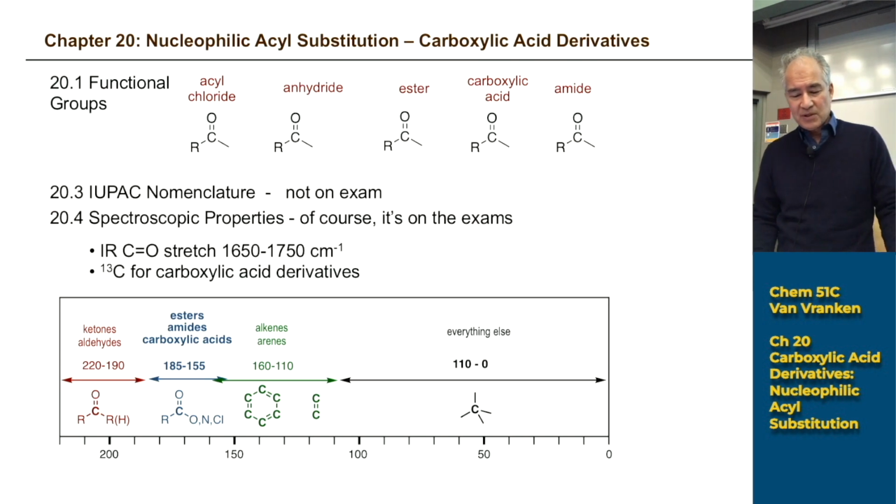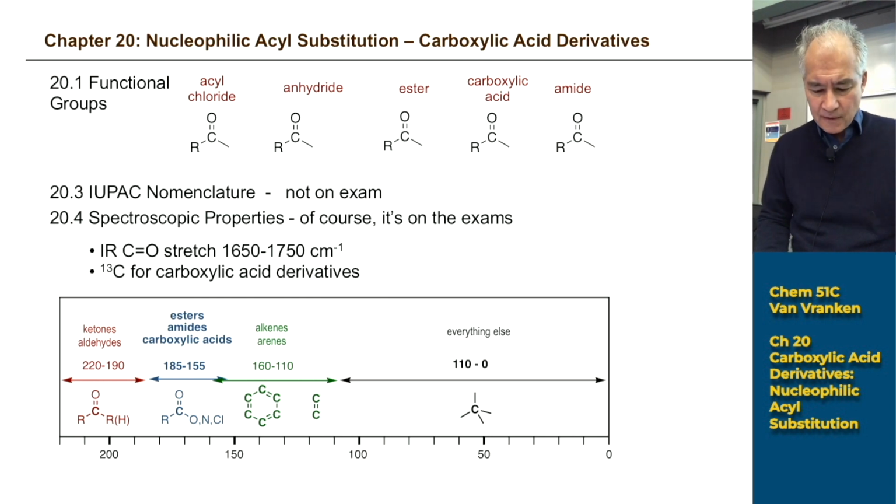So now in chapter 20, we're going to talk about 5 common functional groups that are derivatives. They are considered derivatives of carboxylic acids, where there are 3 bonds to heteroatoms. So first of all, we'll talk about acyl chlorides. You know about acyl chlorides. I'm going to go ahead and fill these in. If I put a chlorine atom on there, that's called an acyl chloride.